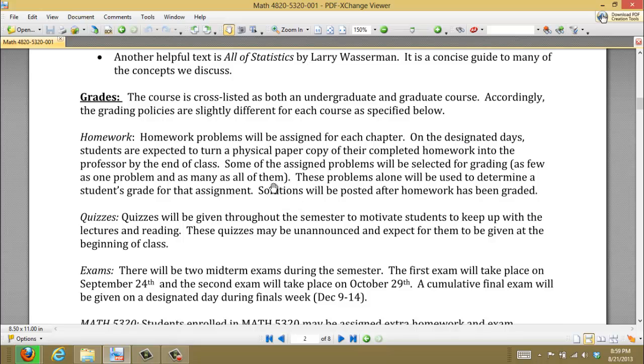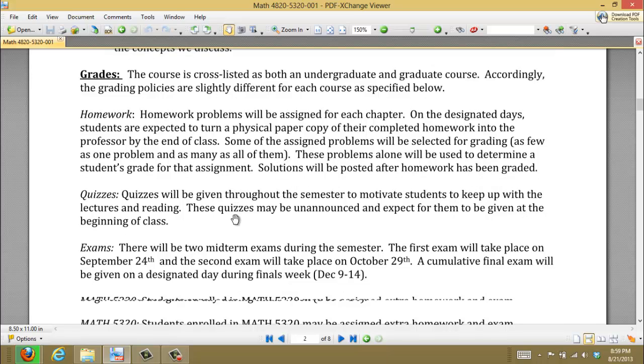Once the assignment has been graded, I will post the solutions on Canvas so that you can look them over, see what the solution is, how you get it, etc.